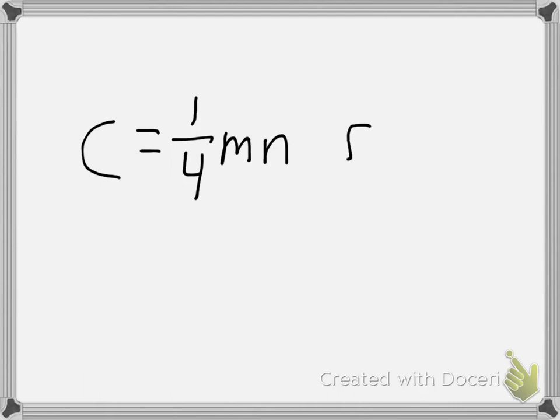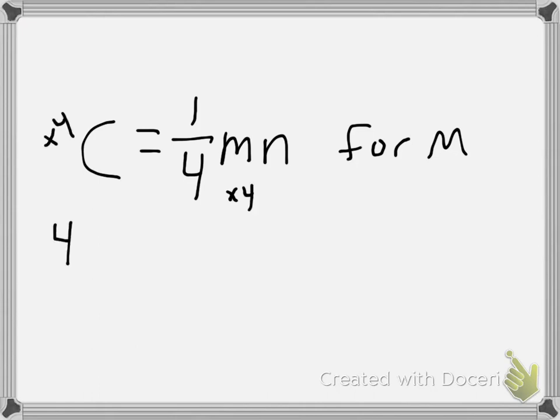Alright, so let's say c is equal to 1/4 times mn. And let's say this time we're going to solve for m. Well, what makes this problem a little bit hard is I have to get rid of that 1/4. Technically, since there's nothing on the top of that fraction, it's just a 1, I really only have to get rid of division by 4. So to solve for m, I'm going to get rid of that 1/4 first, that division by 4, by multiplying both sides by 4.